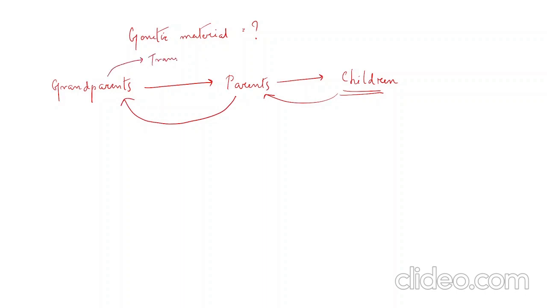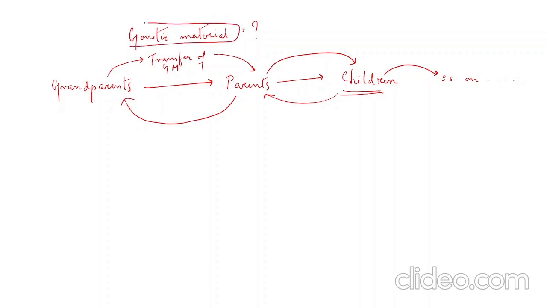Transfer of genetic material from grandparents to parents and subsequently from parents to children and subsequently their children, and so on. So, this will be carried on from generation to generation. Now, what is the chemical nature of this genetic material? Initially, this particular question confused the scientists.